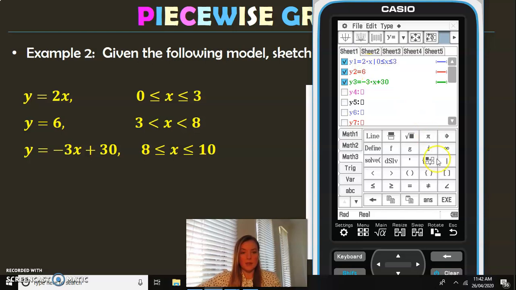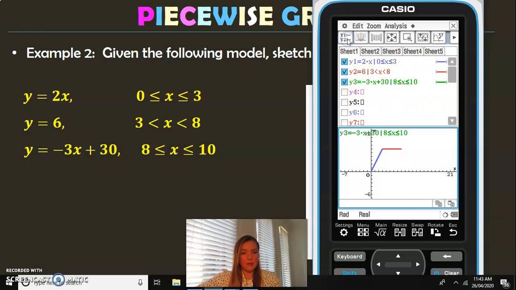Y equals 6, given that, 3, and the last one, given that 8. Okay, so have one last look and just check that this matches what you've got over here. Yeah, it looks pretty good to me, and we'll hit the graph button again. Okay, and that gives us our piecewise graph.